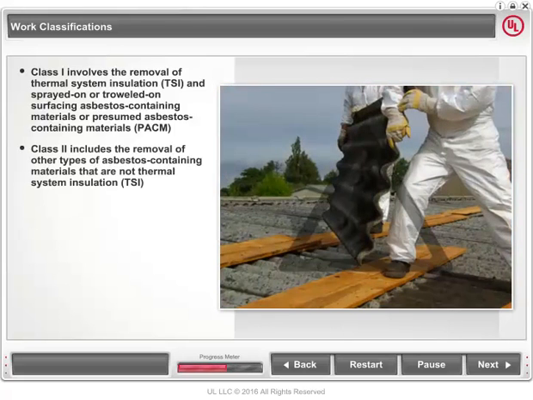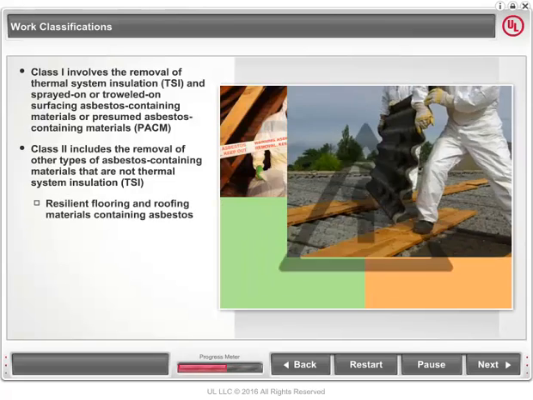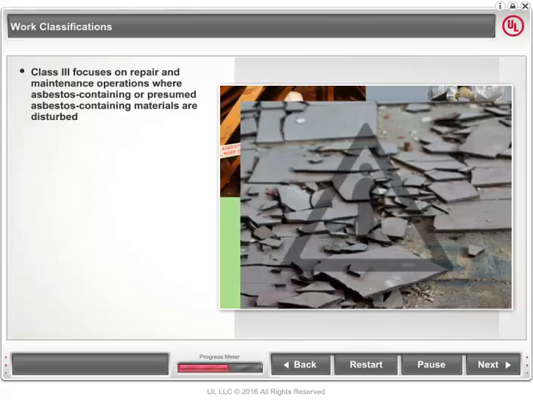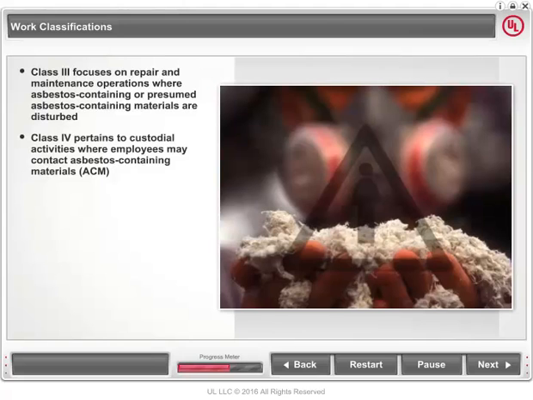Class 2 includes the removal of other types of asbestos-containing materials that are not thermal system insulation, TSI, such as resilient flooring and roofing materials containing asbestos. Class 3 focuses on repair and maintenance operations where asbestos-containing or presumed asbestos-containing materials are disturbed. Class 4 pertains to custodial activities where employees may contact asbestos-containing materials, ACM.